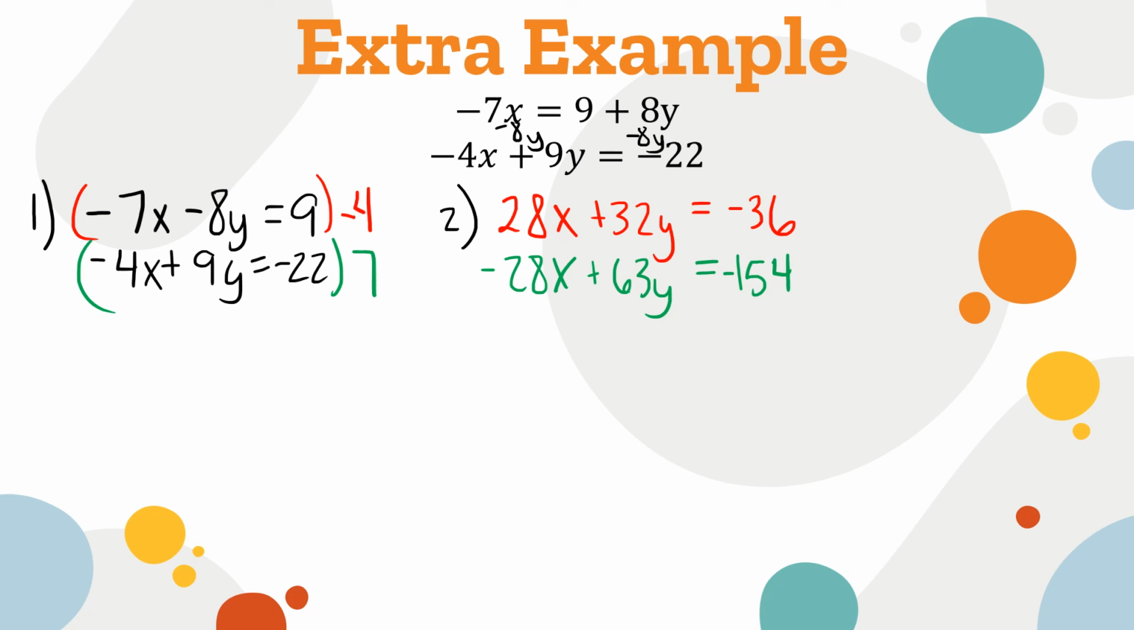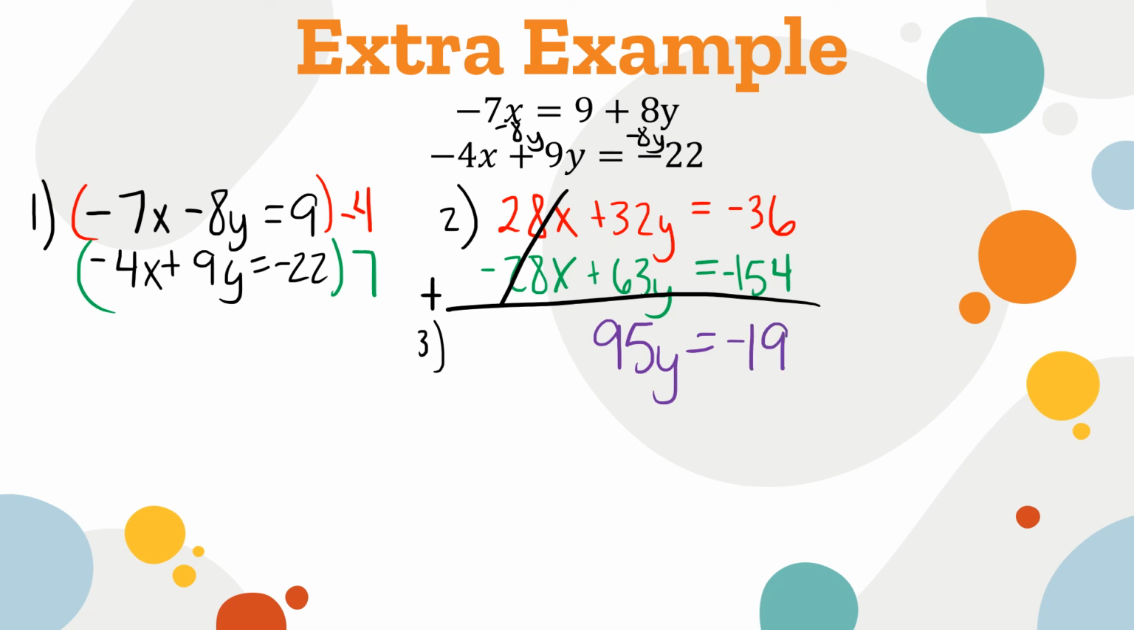So next, old school addition. Step 3. We're going to draw that addition bar. 28 plus -28 cancels. Perfect. We needed something to cancel. We needed something to eliminate. We've got a 95y. -36 plus -154 is -190.